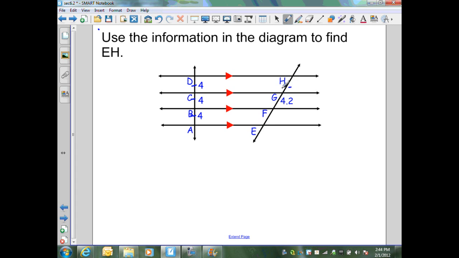So I know that HG is congruent to GF, which is congruent to FE. And therefore, the measure of each of those segments has to be 4.2. And they want us to find the measure of segment EH. EH is these three segments added together. Therefore, 4.2 plus 4.2 plus 4.2 is going to give me EH equal to 12.6.